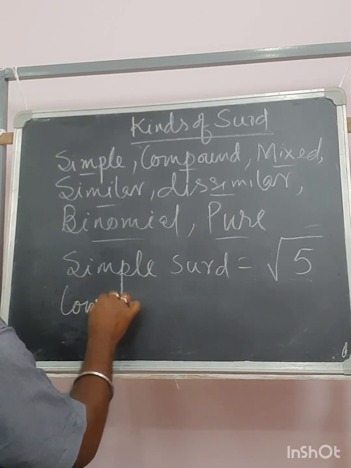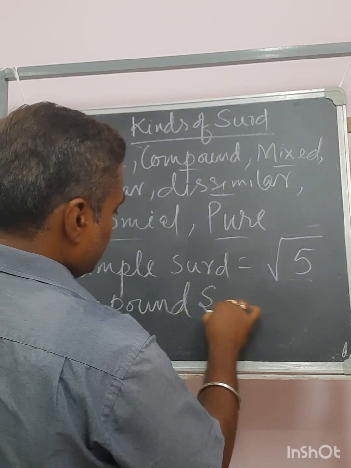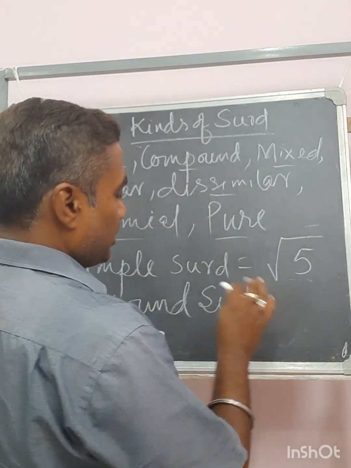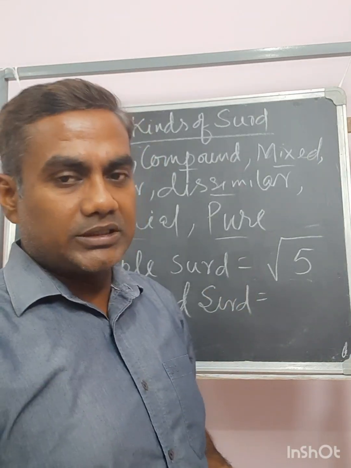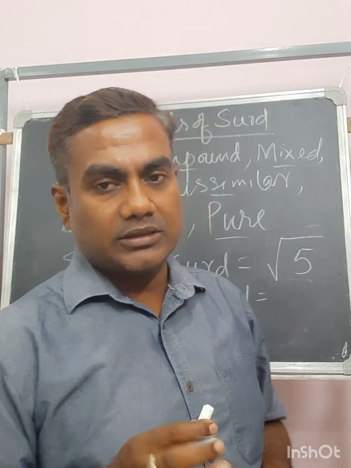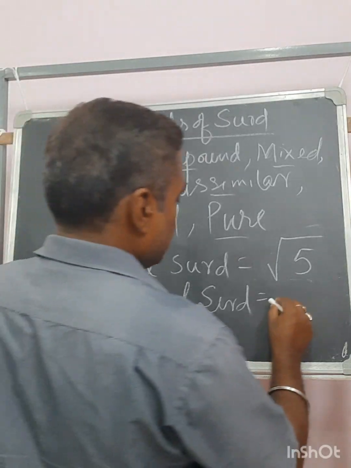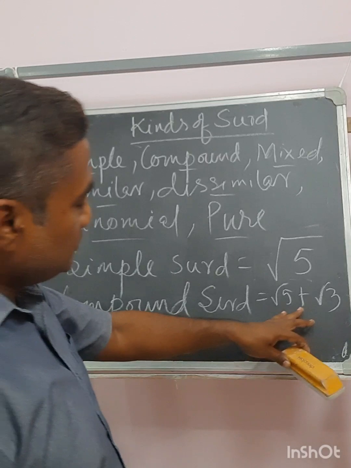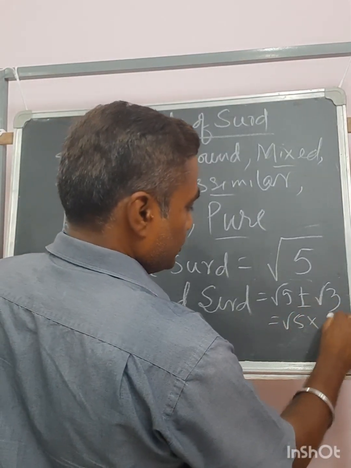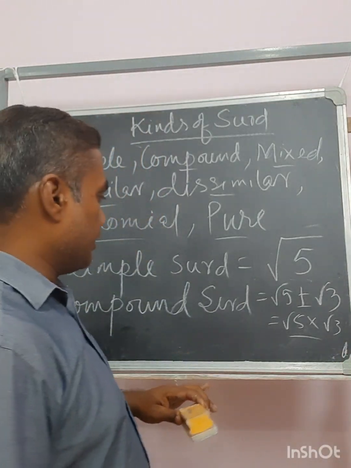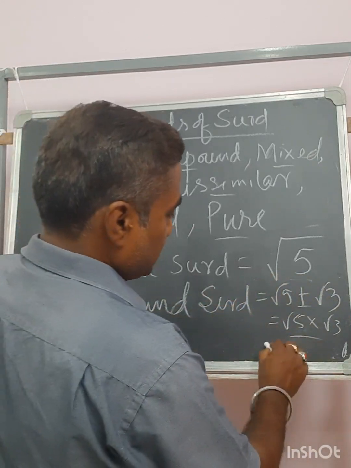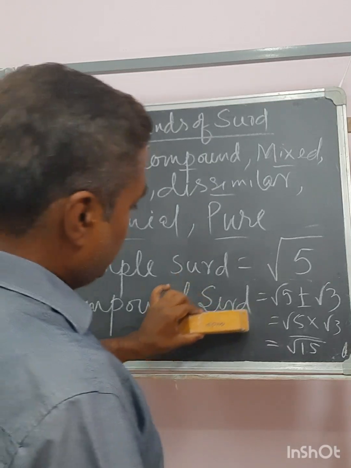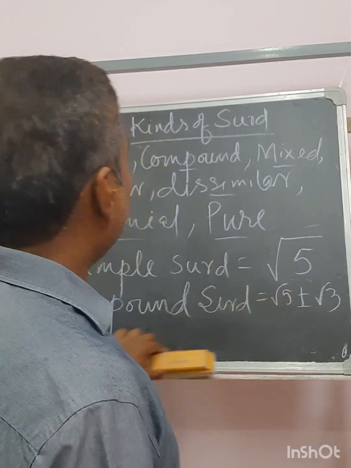Now come to compound surd. Compound is where two simple surds club together with the sign of multiplication, addition, subtraction, or division. So if I say root 5 plus root 3, this is a compound surd. Anything with plus, minus, or root 5 into root 3, these are all compound surds. Now if I multiply this, it will give root 15. This can be converted into a simple surd also, but in general these are called compound surds. Now come to the mixed surd.